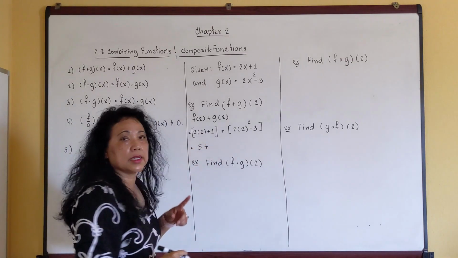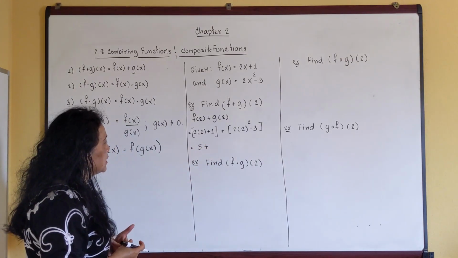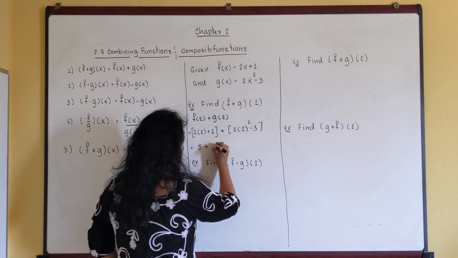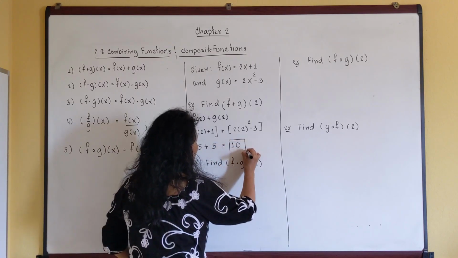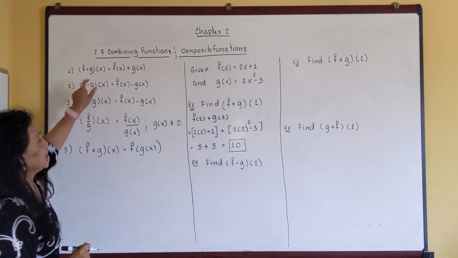Plus 2 squared is 4. 4 times 2 is 8. 8 minus 3 is 5. So it's equal to 10. So just follow the definition.